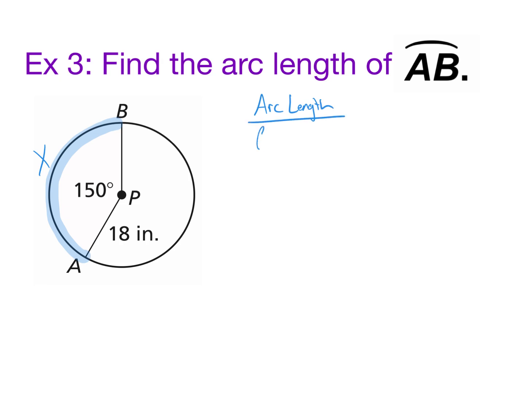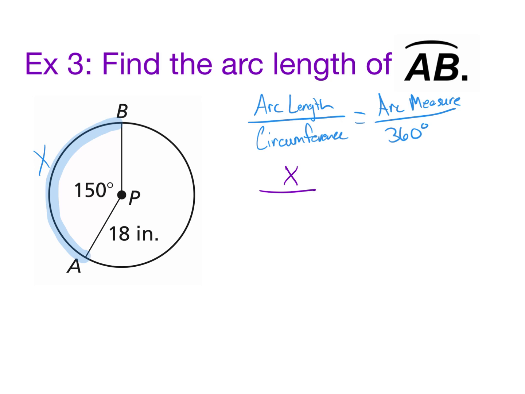Arc length over circumference is equal to arc measure over the total of 360. All right, so let's plug this in. The arc length. Well, we just said we don't know what the arc length is, right? That's what we're looking for. So since we don't know what it is, let's plug in x for it.